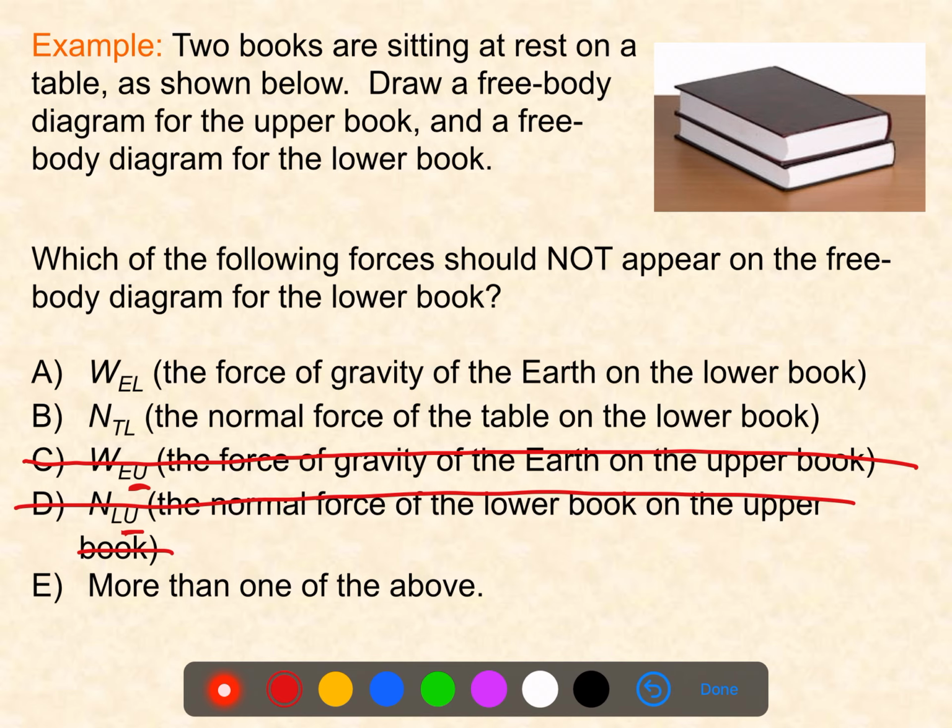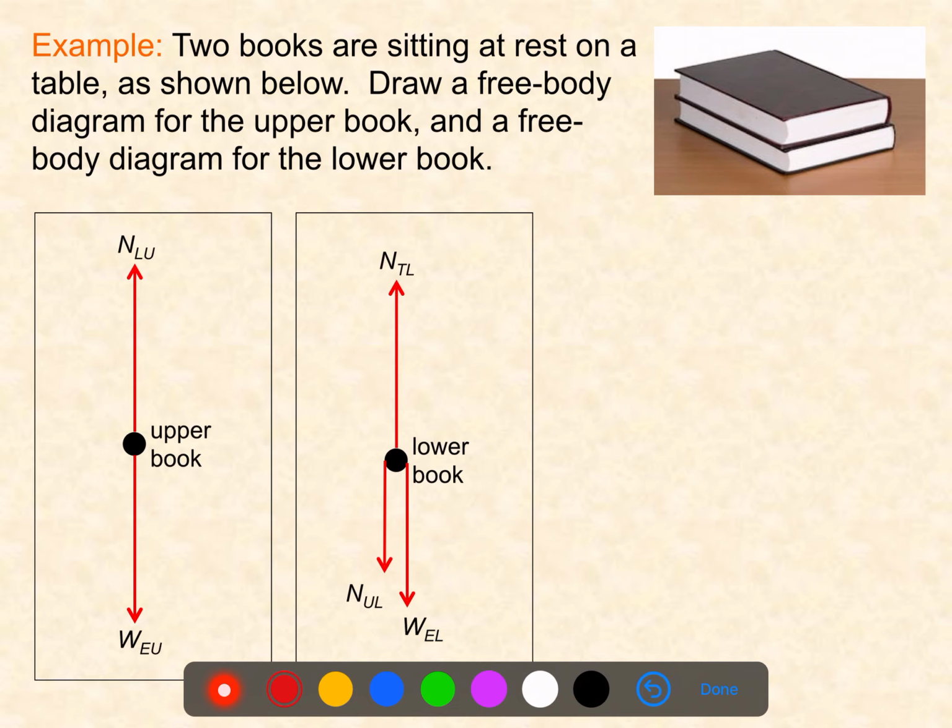Isn't it the weight of the upper book that the lower book is feeling? Technically, it's going to be equal to that weight, but that's not the force that we're going to actually include in our free body diagram. So what we actually want to include is this contact force.